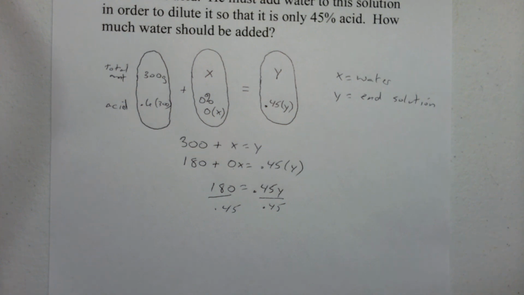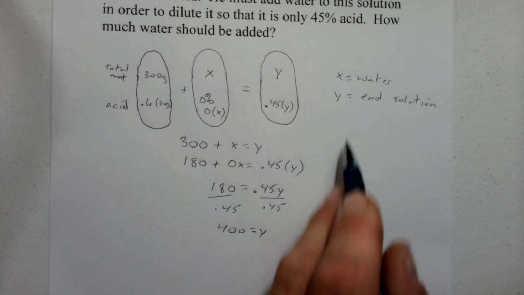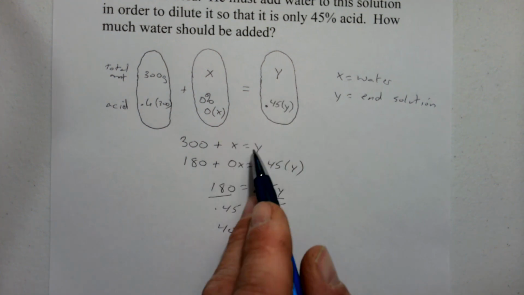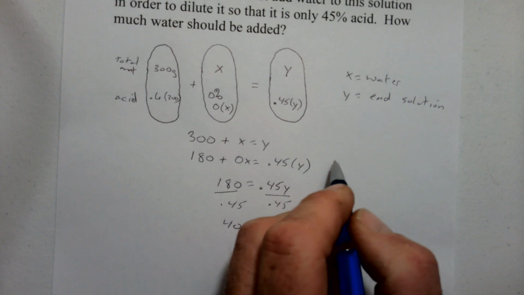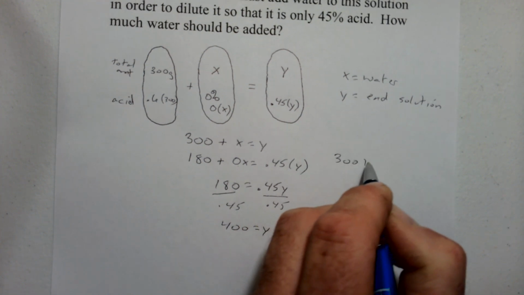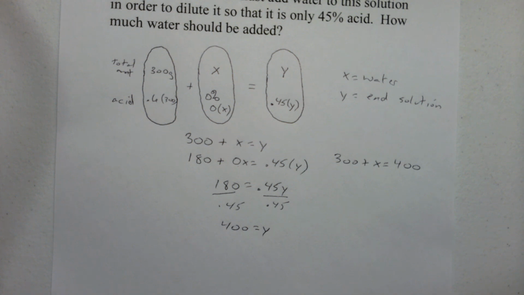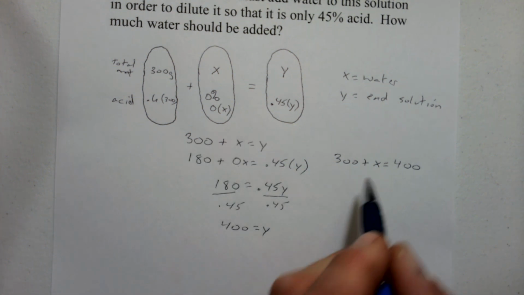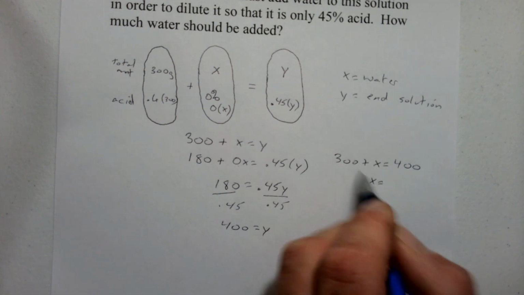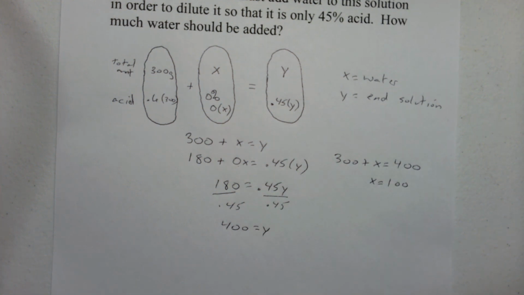So if I take and divide that out, we end up with 400 equals Y. So we know that our end solution is going to have 400 grams. Well, if that's 400 grams, we know that's up here. We also know that that's up here. So we know that 300 plus X is going to equal 400. Again, that comes from our first equation, substituting our Y for 400. So we can go ahead and solve for X, subtract 300, so X is going to equal 100.